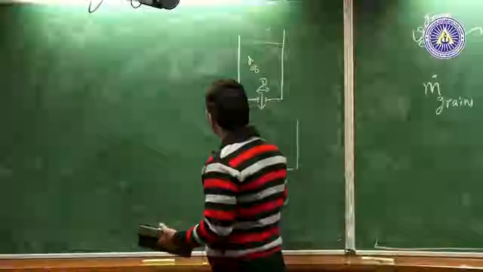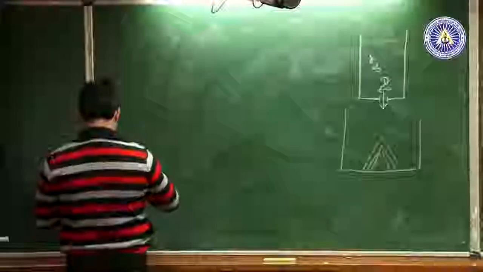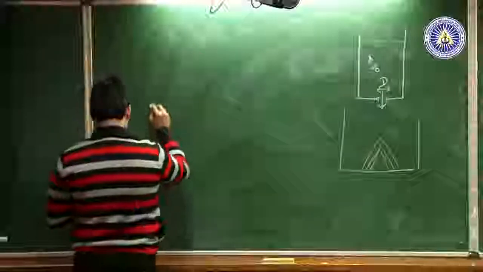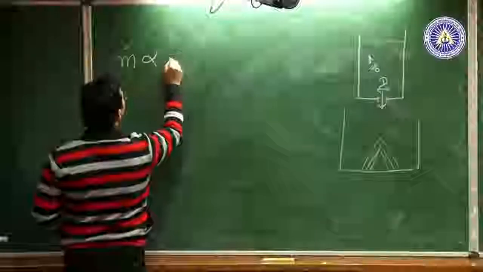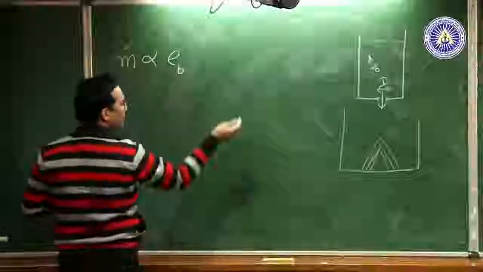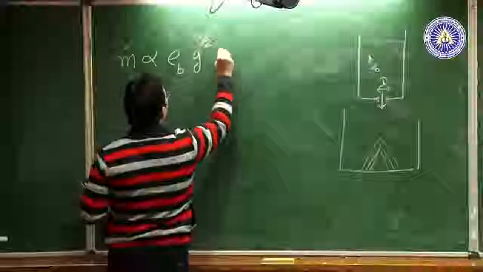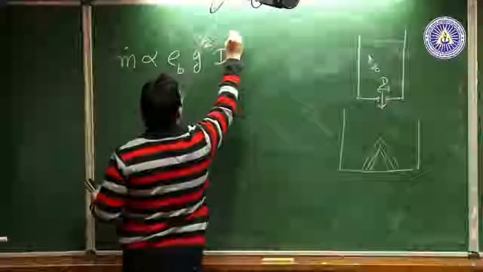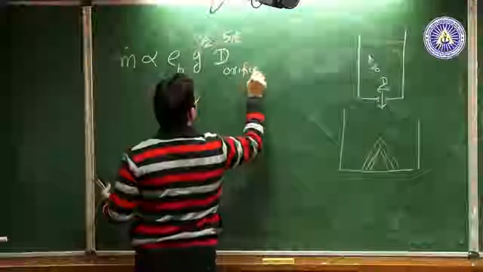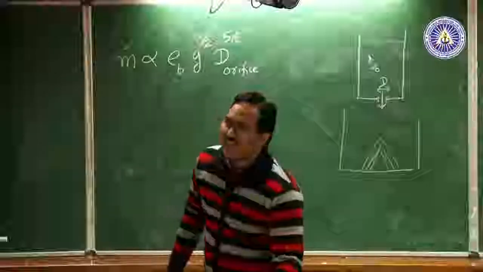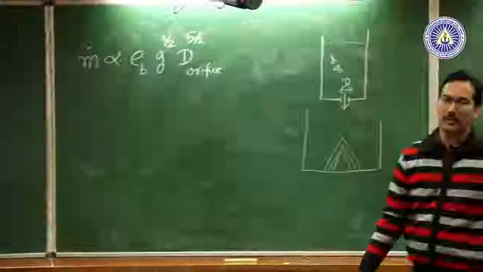What Beverloo found is that if you look at the mass flow rate, it turns out to be proportional to, of course, bulk density of the material, gravity raised to power half, and d orifice raised to power 5/2. This is what you would observe if your orifice was really large enough compared to grain size.